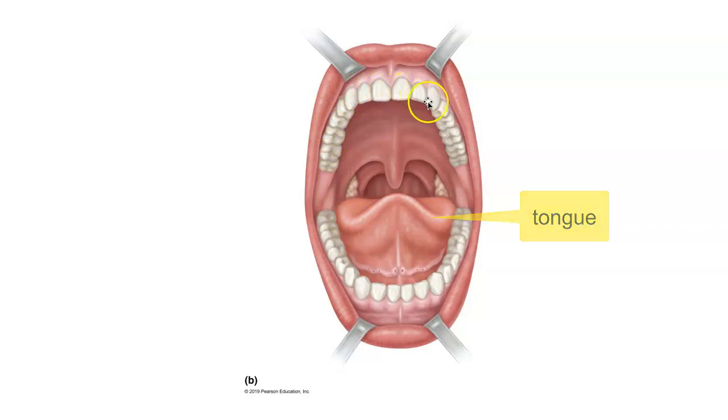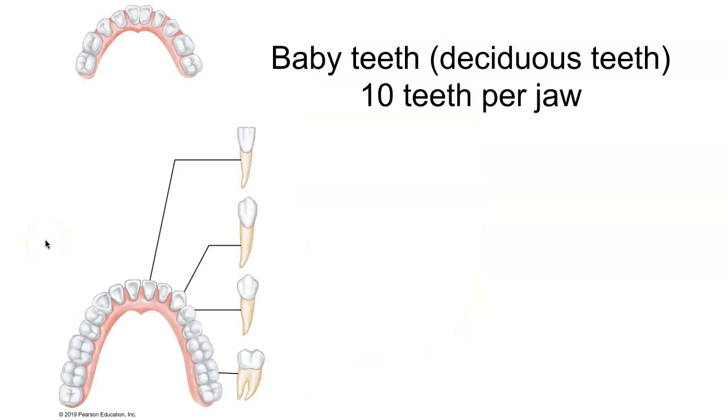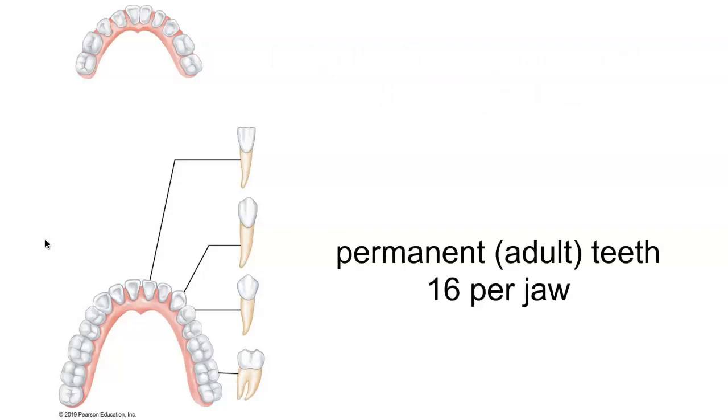The oral cavity contains teeth. Humans have two sets of teeth. We have baby teeth, also known as deciduous teeth or milk teeth, that are temporary. There are 10 teeth per jaw. Those will give rise to the adult teeth or the permanent teeth. There are 16 per jaw of the permanent teeth.